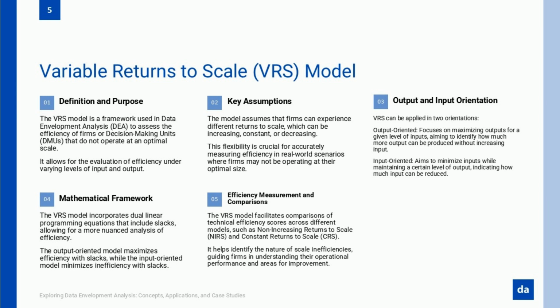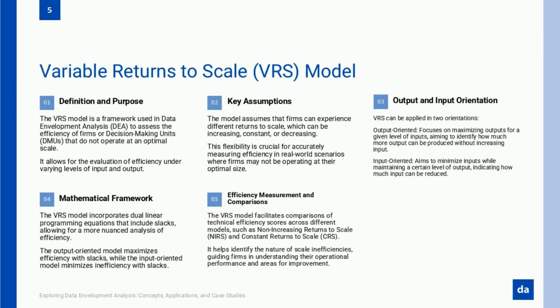So how do you know which category you fall into? That's where the variable returns to scale, VRS model, steps in. This is the tool that reveals whether your company is scaling smart or setting itself up for disaster.